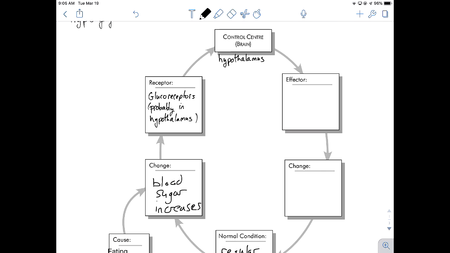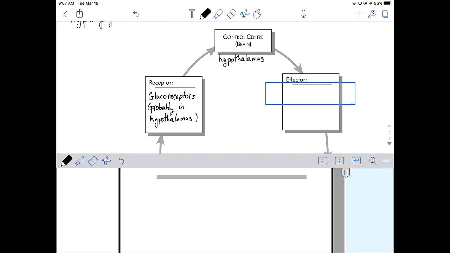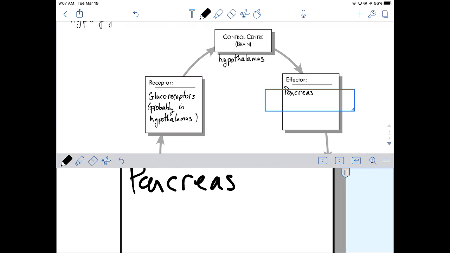So the hypothalamus is then going to send instructions to, and do you remember who the hypothalamus is sending instructions to? Who's going to respond to this high sugar level? What organ? Pancreas, yeah, that's the one. Very good. Okay, so this is the pancreas, and specifically the beta cells in the pancreas.